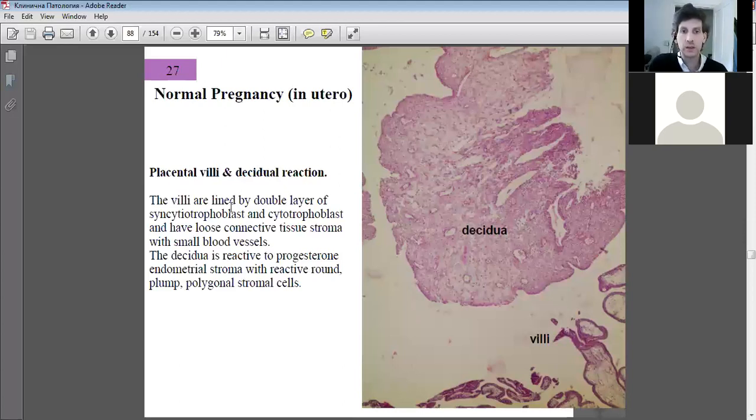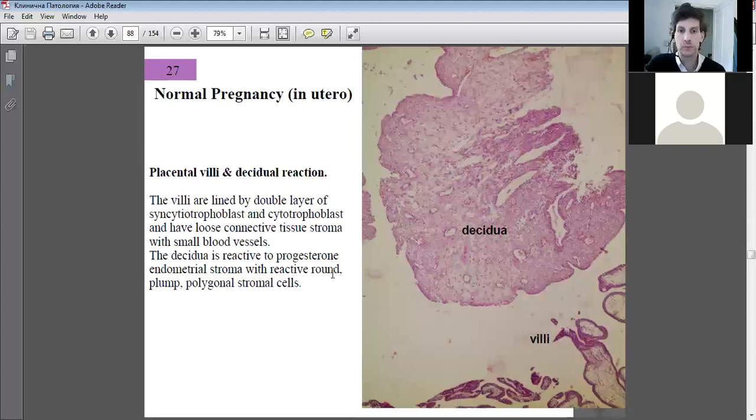The villi are lined by a double layer of syncytial trophoblasts. They are definitely well lined there, to support the growing embryo. What else does he say? They have loose connective tissue stroma with small blood vessels. We've spoken about the blood vessels inside the villi.